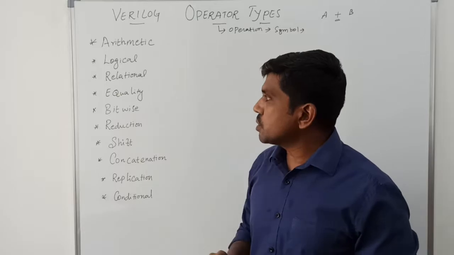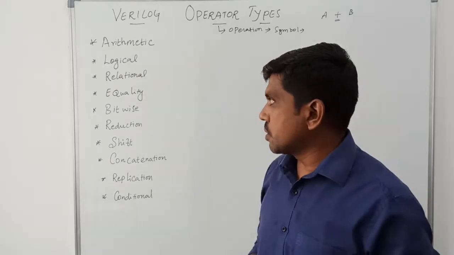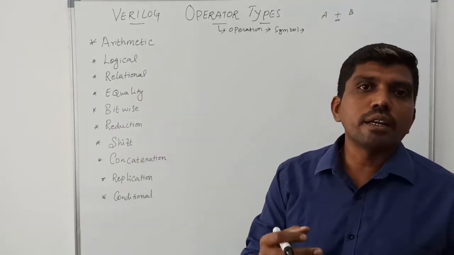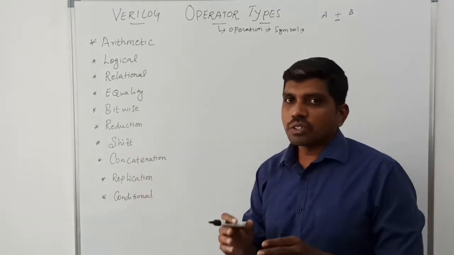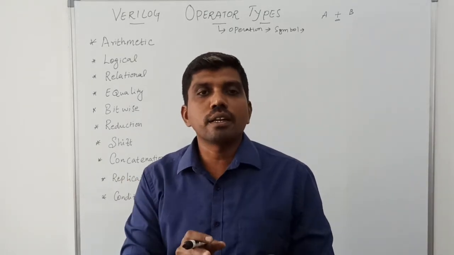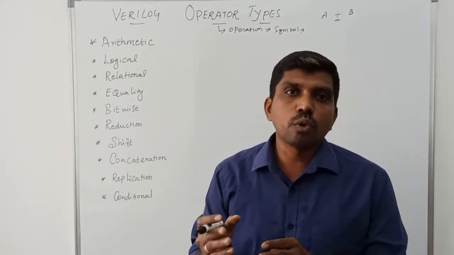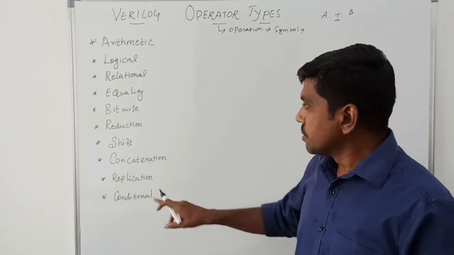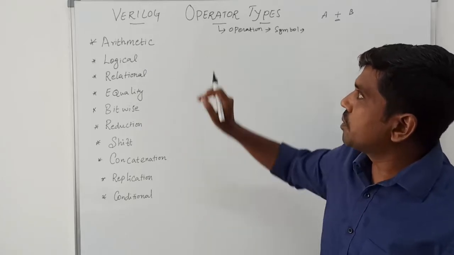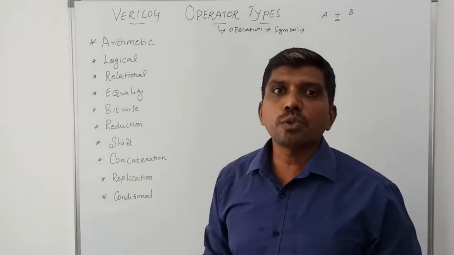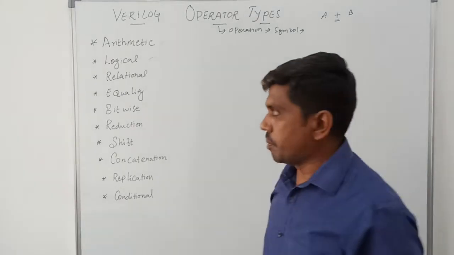Then bitwise. The bitwise operator performs bitwise operations like AND, XOR and XNOR. Then reduction: reduction AND, reduction OR, reduction NOR, reduction XNOR. Then shift. The operand value is shifted in the right direction or in the left direction, and there is also arithmetic shift left and arithmetic shift right. Then concatenation, replication and condition. So these are the types of operators involved in Verilog HDL. In today's session I will only touch the first two operators, arithmetic operator and logical operator.